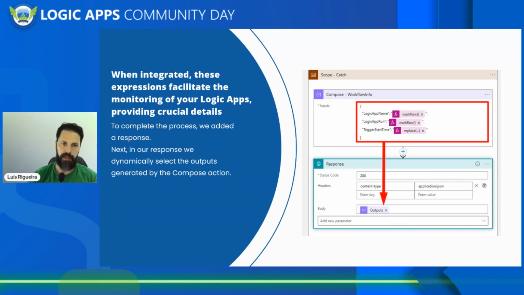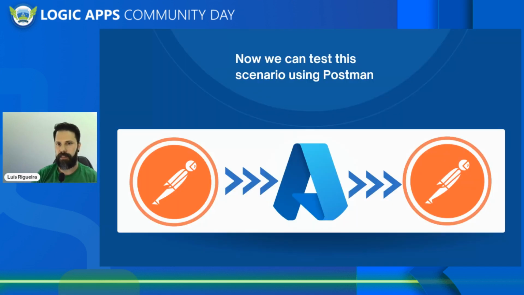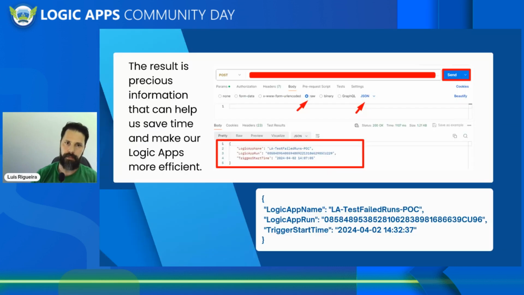And to complete the process, we added a response. Next, in our response, we dynamically select the outputs generated by the compose action. Now we can test this scenario using Postman. The result is precious information that can help us save time and make our logic apps more efficient.